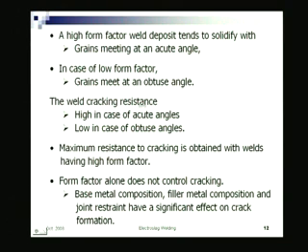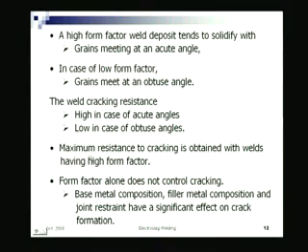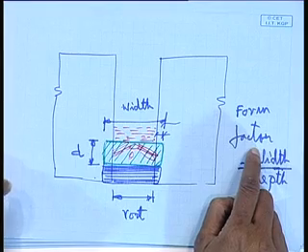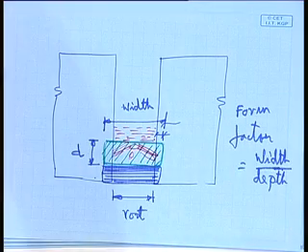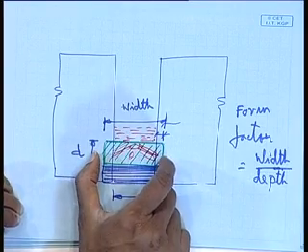Now, what is the effect? The weld cracking resistance is high in case of acute angle, low in case of obtuse angle. So what we see from that is that maximum resistance to cracking is obtained with welds having high form factor. That means, when you design the joint geometry, how much should be the root gap, what is the thickness, what is the deposition rate. Because I can have three electrodes simultaneously welding, I can have 2 electrodes, I can use 1000 ampere, I can use 500 ampere, different combinations are possible. But many of those combinations will give a different form factor, meaning the width of the molten zone will differ.